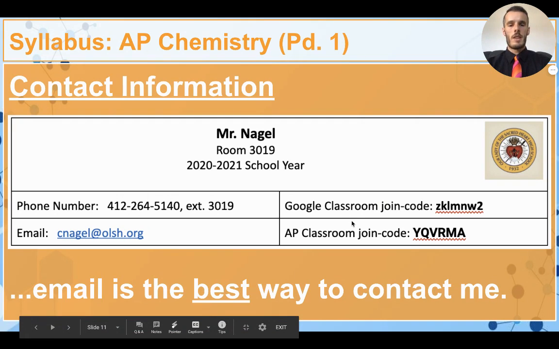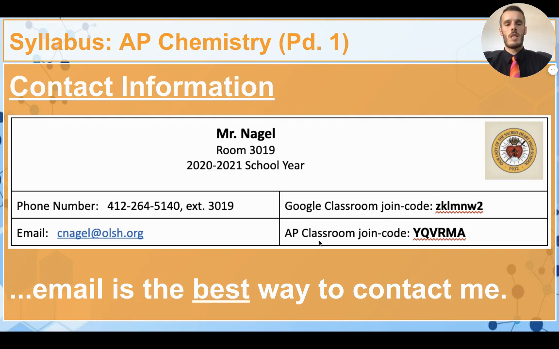Make sure that you are in the Google Classroom. This is a join code, but you also received an invitation. And if you have not joined AP Classroom already, do so. This is the code. So go to College Board, sign into your account, and enter in this code.